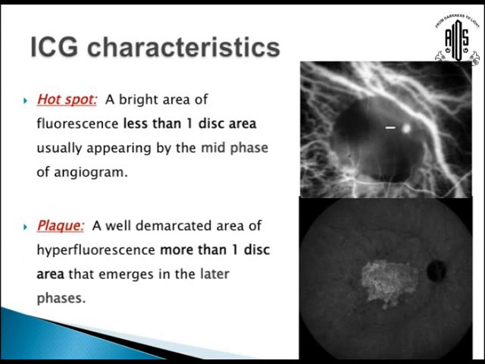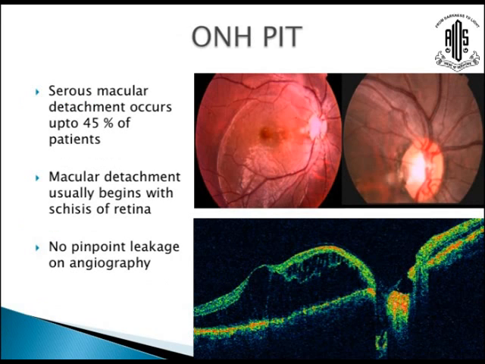ICG might show a hot spot like this, which is not a usual feature of a chronic CSR, which shows a diffuse mid-phase hyperpermeability. And an ONH pit can have, in 45% of the cases, CSR type of macular detachment, but this usually starts with schitic changes in the OCT like this, and on angiography you will not see any point leakage like a CSCR. So this entity should be kept in mind, and you should look for a pit like this, a small pit on the edge of the ONH.